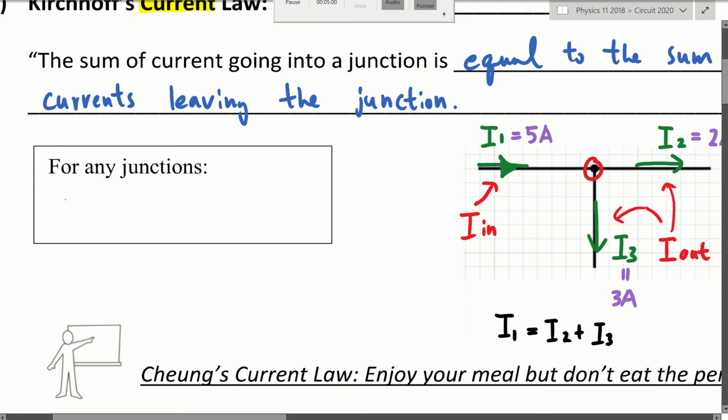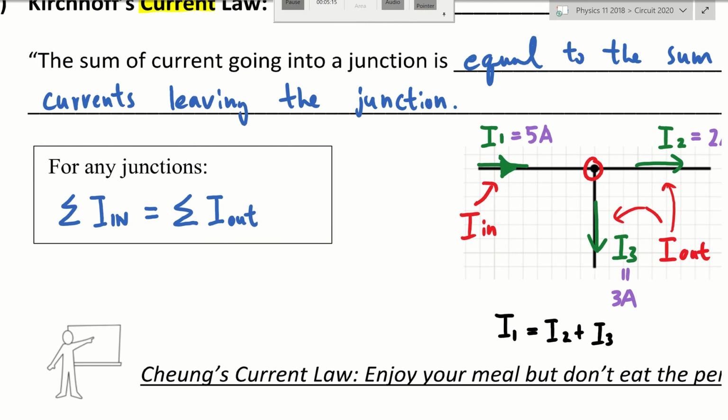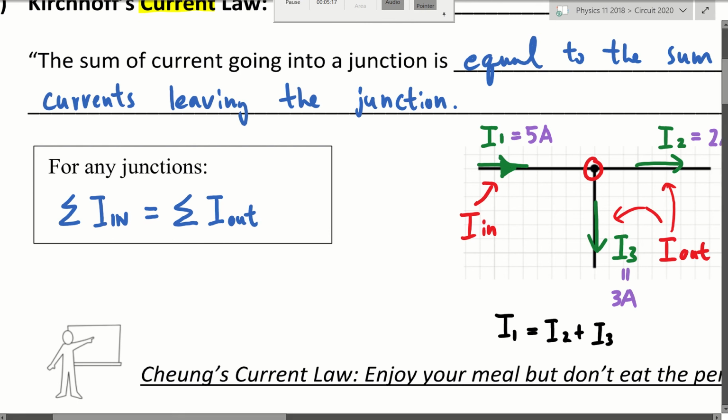So we can write down the equation. For any junction, the sum, remember this sigma notation means sum, of current going into a junction is always equal to the sum of the current going out of it. So essentially what we are saying is that charge, in this case the amount of electrons, is always conserved.